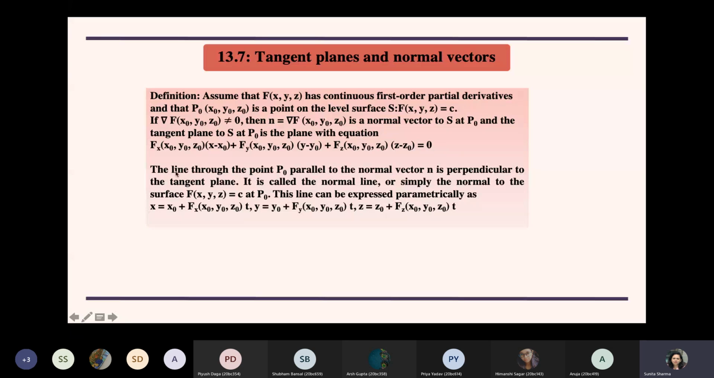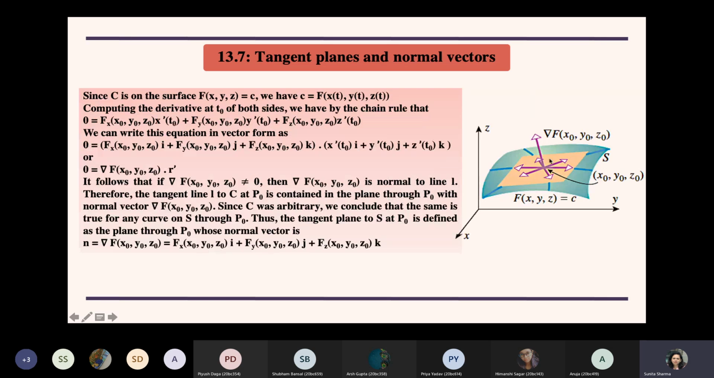Okay. Now further, if we have found the equation of the tangent plane, then the line which is passing through P naught and is parallel to the normal vector is perpendicular to the tangent plane, and this is called the normal line. If I go back to the previous diagram, any line passing through this point P naught and parallel, which means along this vector, will be called the normal line to the given plane.